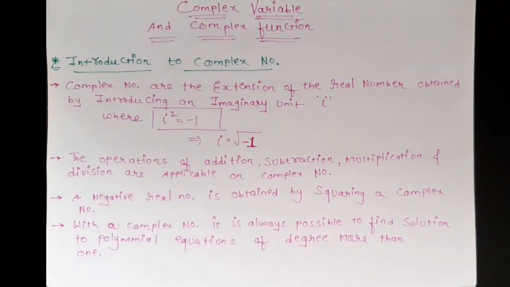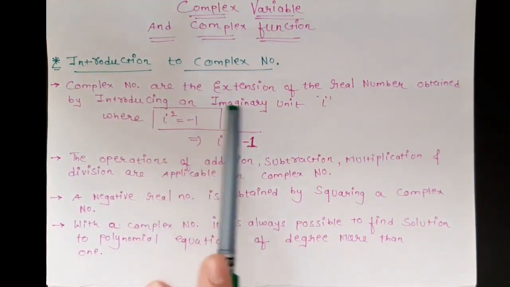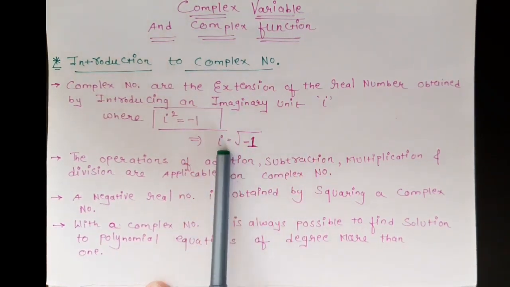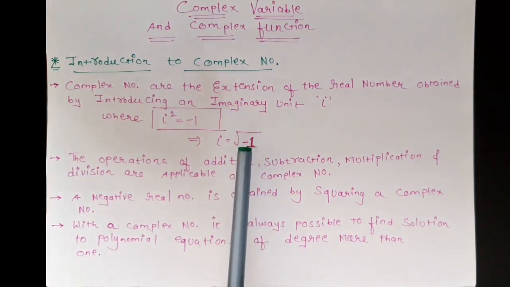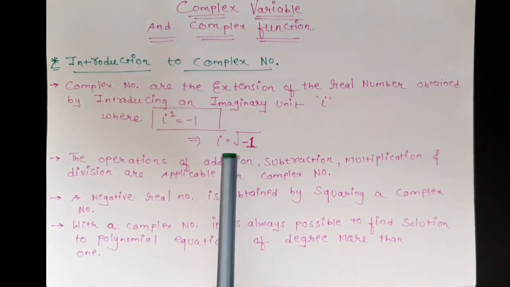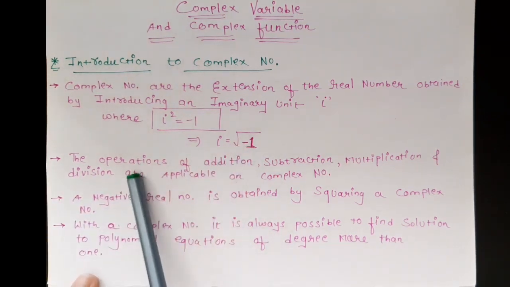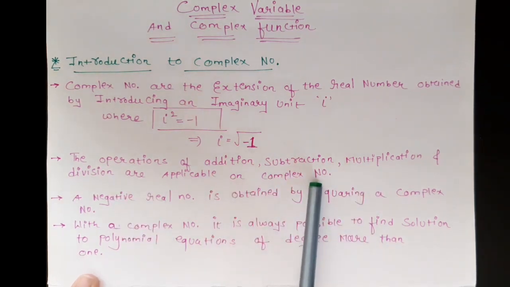First we will see the introduction to complex numbers. Complex numbers are the extension of the real numbers obtained by introducing an imaginary unit i, where i squared equals minus 1, and i can be written as the square root of minus 1. In the normal number system, we cannot square a number to get a negative or write the square root of a negative number. But in the complex number system, we can do so. The operations of addition, subtraction, multiplication and division are applicable on complex numbers.